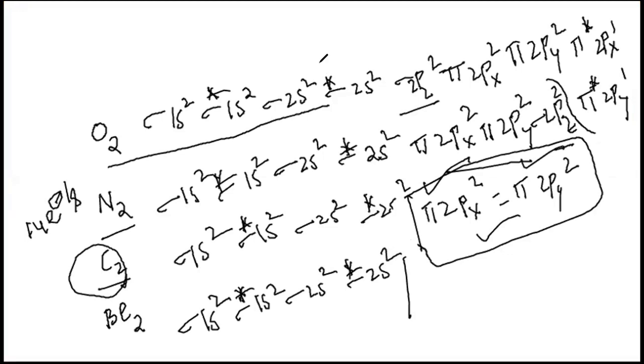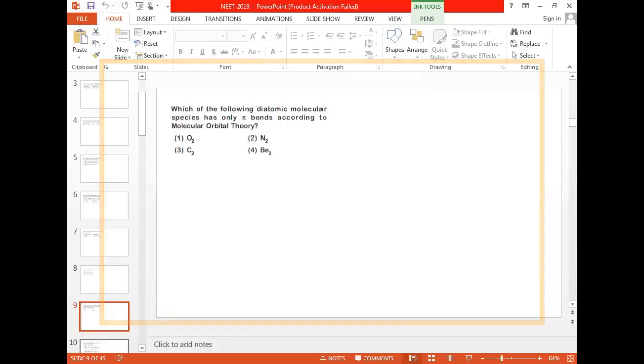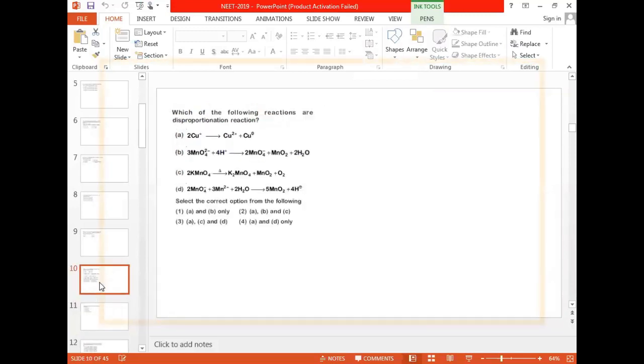Now look at the question, where we can see the involvement of pi bonds. Only pi bonds are in the C2 molecule, but in O2 and N2 we can see both sigma as well as pi. Is this question clear to everyone? Yes, sir. Now, come to question number 10.